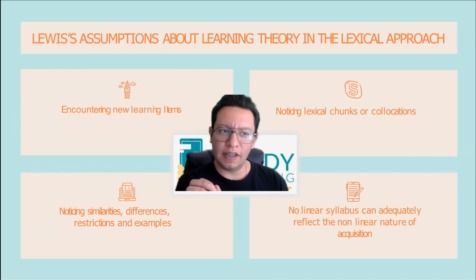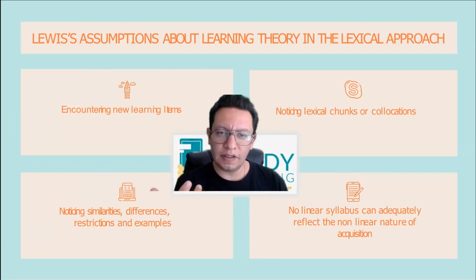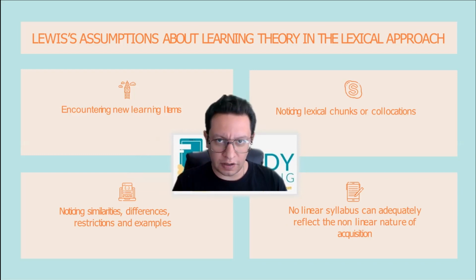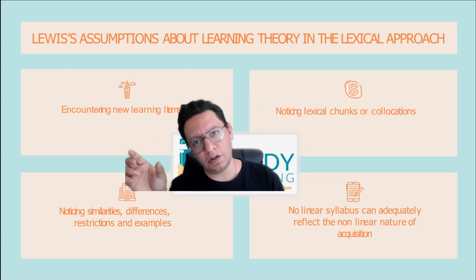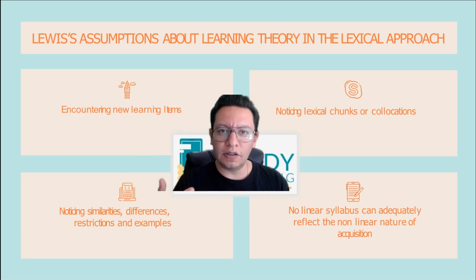So it says Lewis' assumptions about learning theory in the lexical approach. Okay, he wants students to encounter new learning items. That's what I've been explaining about, just bricks of language that you use to construct something new. Okay, have students notice lexical chunks, to understand what the expressions or idioms or collocations are and how to use them in context. Okay, he wants students to be aware of similarities and differences so they can understand all the different exceptions to the grammar rules in the English language.